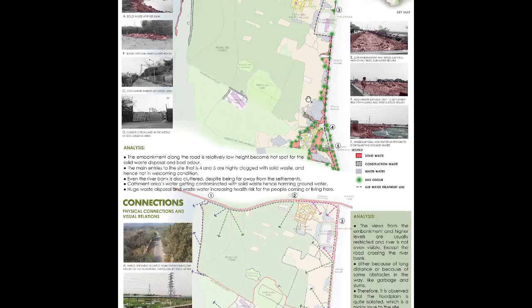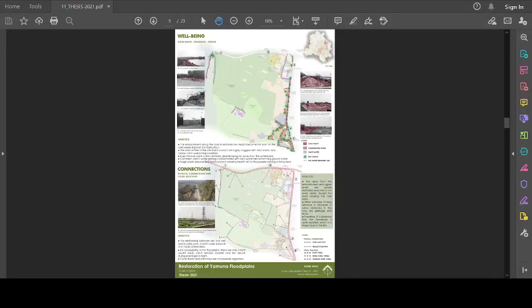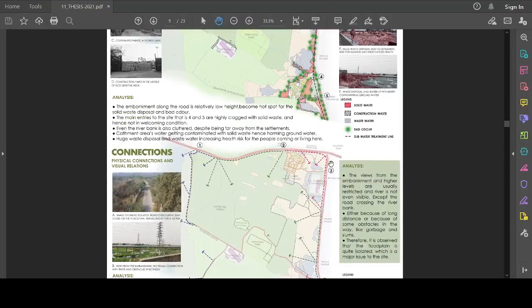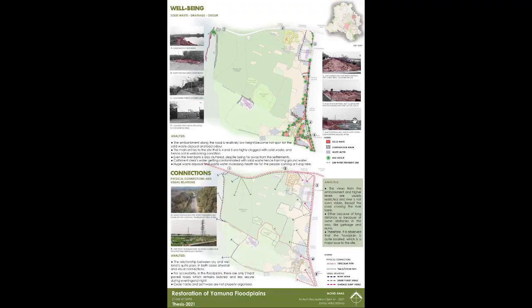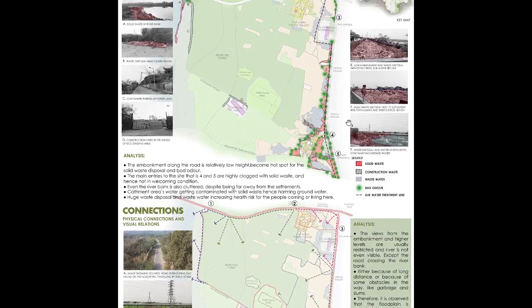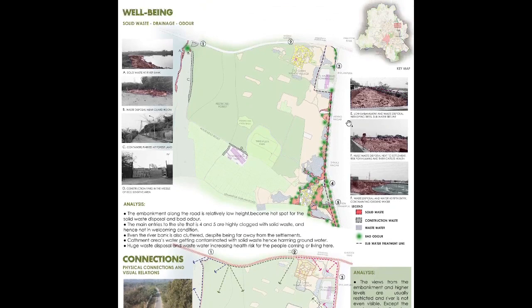Then next, coming on to the mapping part, several mappings were done to understand the site. The first mapping was welding, and then solid waste, drainage and water mapping was done to understand which part is the most vulnerable. This part is the most vulnerable. Most of the solid waste disposal and water contamination is happening over here.